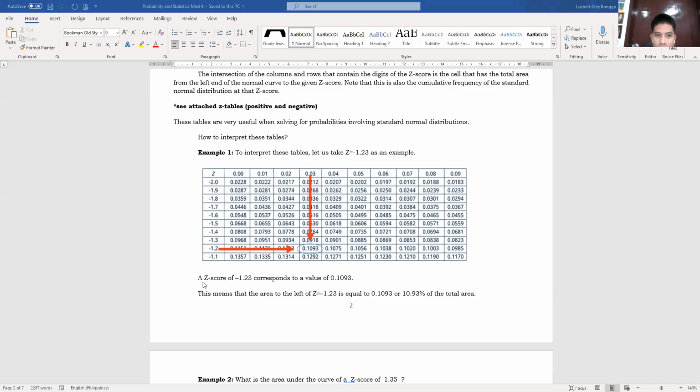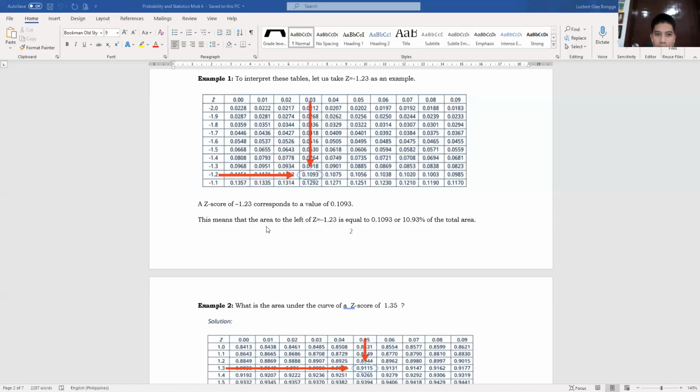A z-score of negative 1.23 corresponds to a value of 0.1093. This means that the area to the left of z equal to negative 1.23 is 0.1093. If we convert this into a percentage, that is equal to 10.93% of the total area.